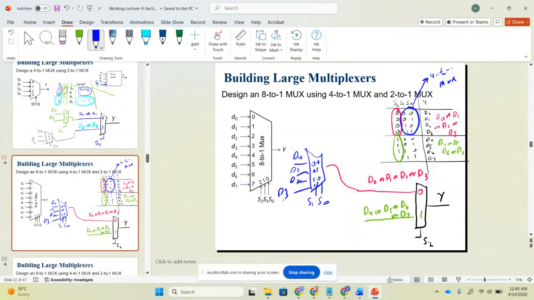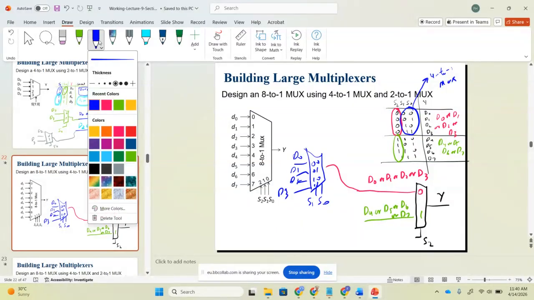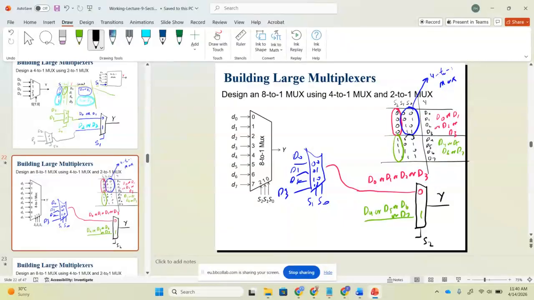Now I'm using another color, black. Then I need another multiplexer, which is also S1 and S0, with 0 0, 0 1, 1 0, and 1 1. What should I write here? Please help me, quick. D4, D5, D6, D7.